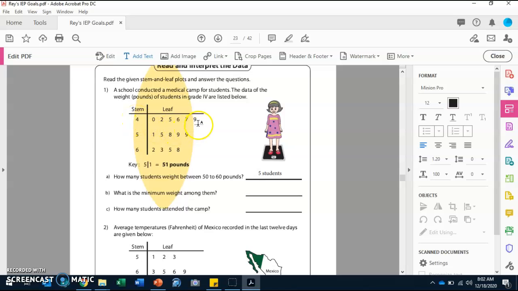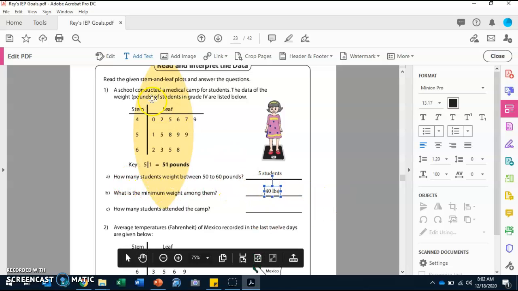So is 49 the least number here? Is it 47, 46, 45, 42, or 40? Which number is the least number? Yes, 40. So we're going to put 40 pounds as the minimum weight in this stem and leaf.